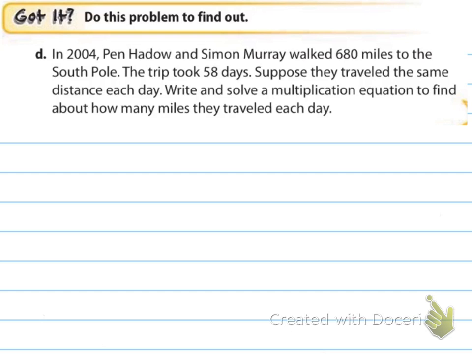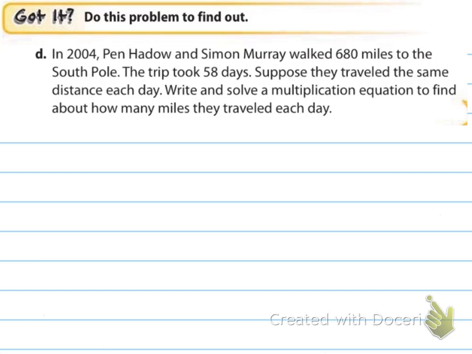All right, so you're going to do example D, and when you come back, I'll have the answer. We'll go over it together. For D, it says, in 2004, Pen Hadow and Simon Murray walked 680 miles to the South Pole. The trip took 58 days. Suppose they traveled the same distance each day. Write and solve a multiplication equation to find about how many miles they traveled each day.